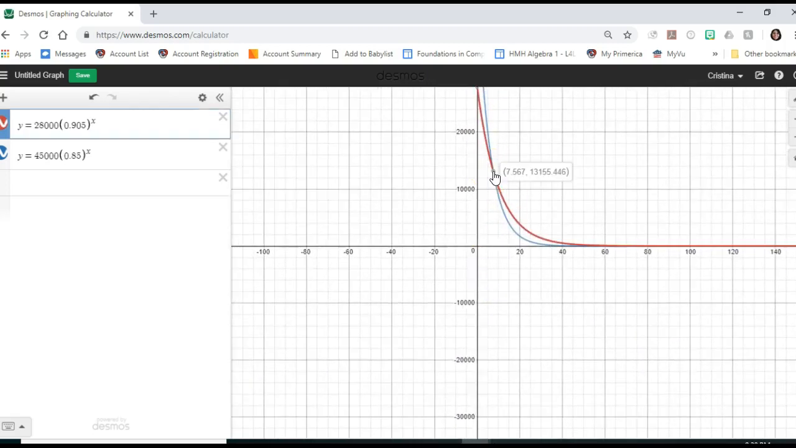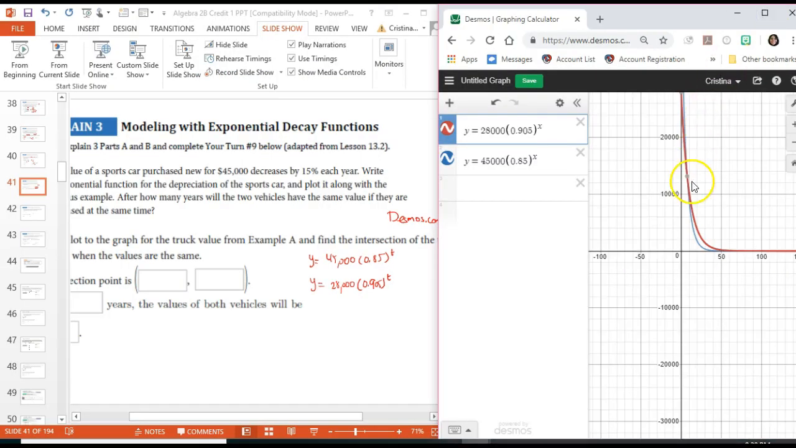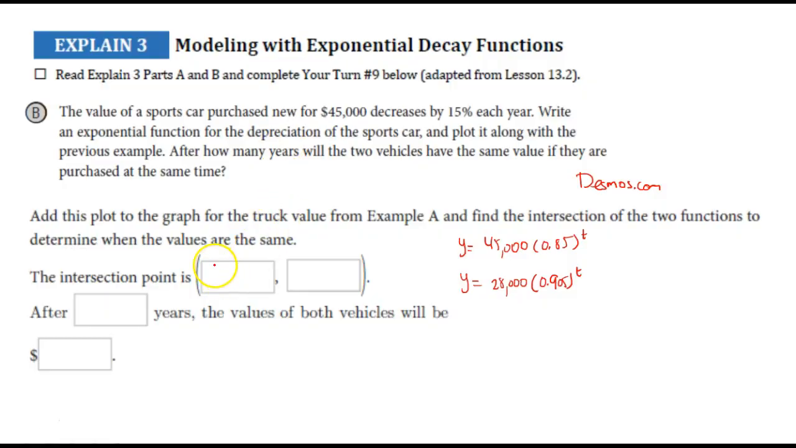I'm going to click and see that they cross at about 7.5 years at about $13,000 or so. So about 7.5 years for about $13,155. So they crossed at about 7.5 years at about $13,155. After about 7.5 years, both of the values will be about the same at that amount.